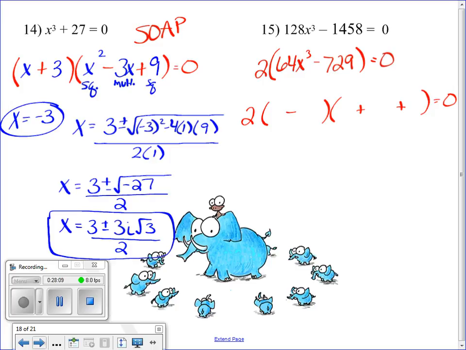The what? Not the square root, but the cubed root. Cubed root. Be careful, because some of you have like, oh, 64, the square root of that's 8. You're right, it is, but we're doing cubed roots. So that'd be 4x. Cubed root of 729 is 9. So that's your first step, fill in the cubed root of both of those.